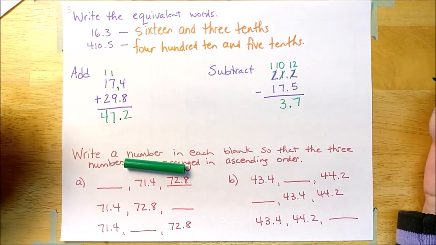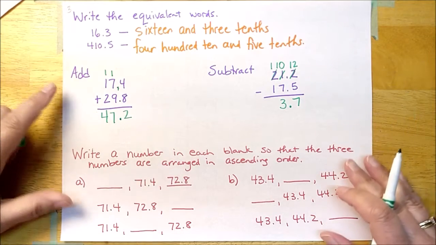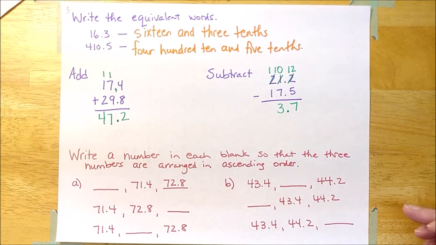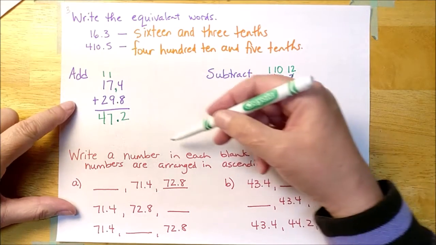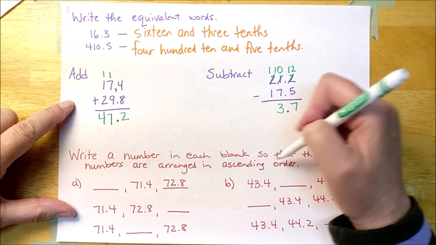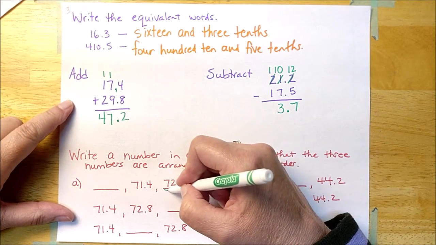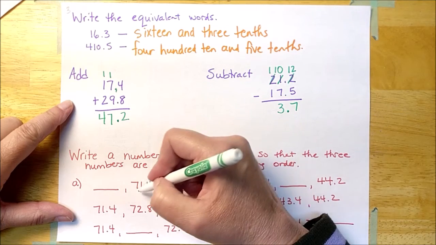So there would be my answer, 3 and 7 tenths. Then you have done this as well too, and this is on the quiz as well. So write a number in each blank so that the 3 numbers are arranged in ascending order, so they are going up. So this would be my biggest number, because going up, this would be my middle number.